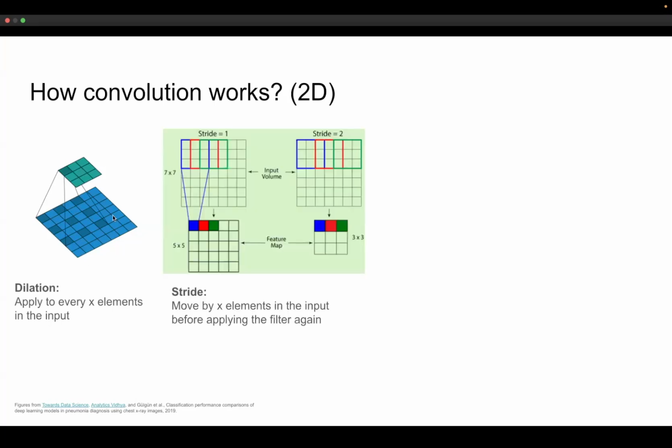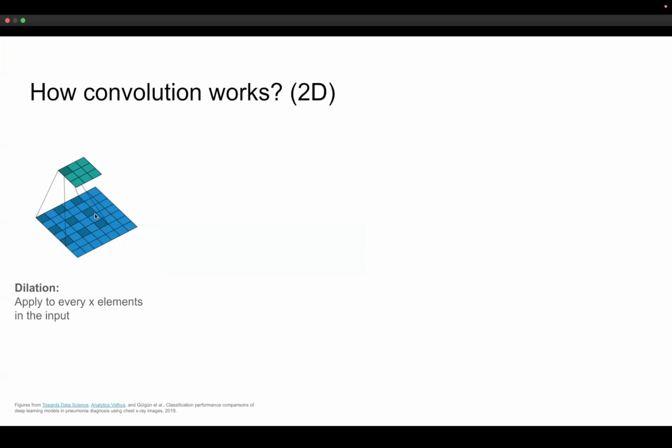And there are actually some parameters where you can define how you want to apply this filter to the image. So in this figure, our filter is this green matrix on the top, and we want to apply it to the blue input channel at the bottom. So dilation means that for each element in the filter, how many elements we should skip every time when we apply it to the input channel.